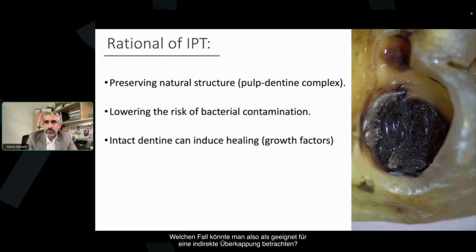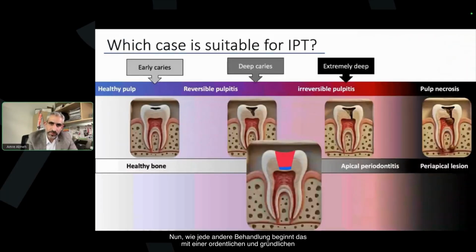But saying that, we should always keep in mind what the clinical picture of that lesion is. Indirect pulp treatment is definitely not suitable for every single case. You have to be selective about these cases. So which case might you consider suitable for indirect pulp treatment? How would you choose that this case is actually appropriate?